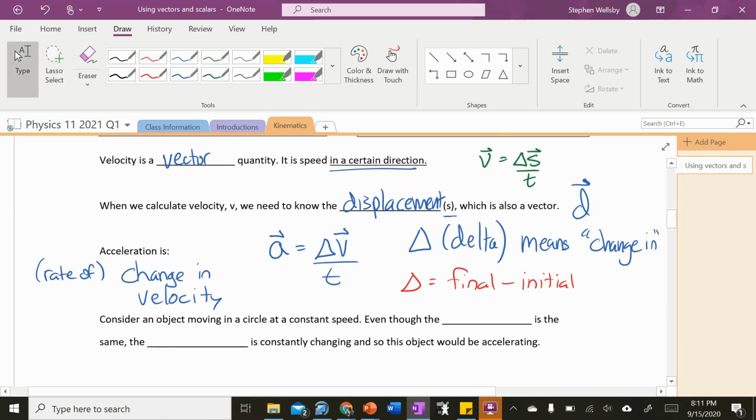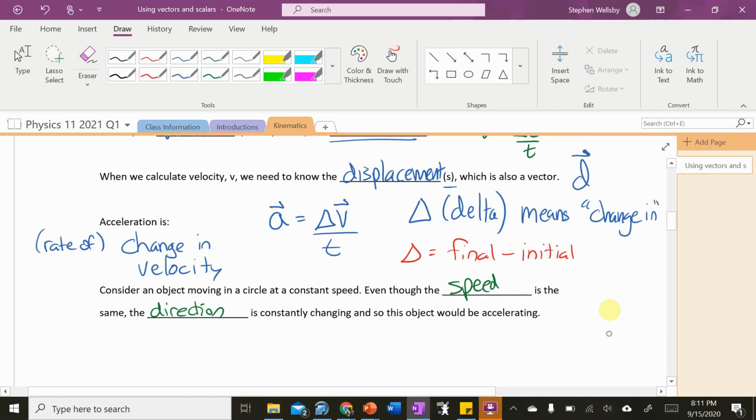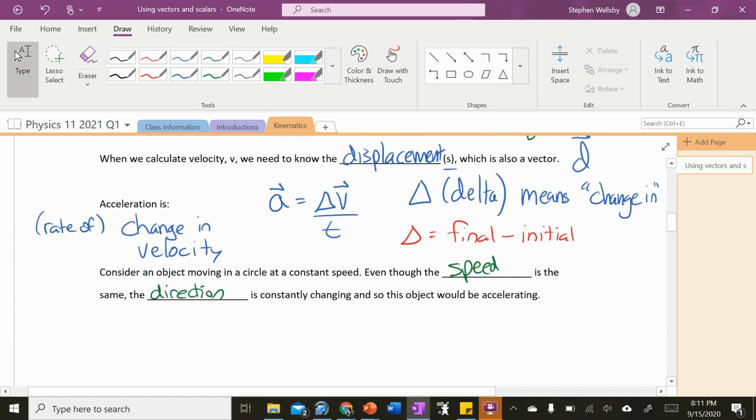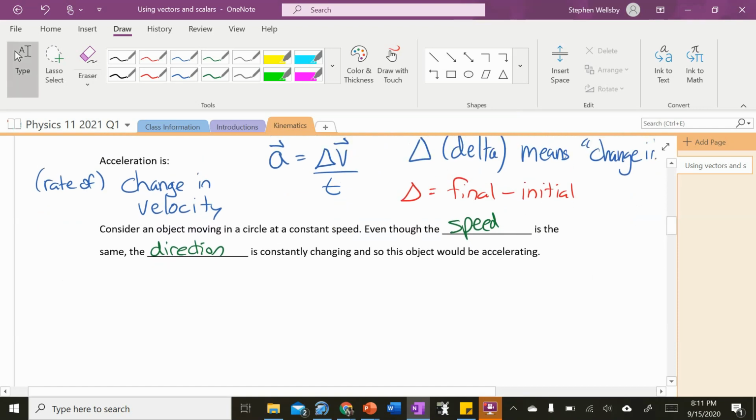So let's look at an example. This is kind of a weird example for you. If you have an object moving in a circle at a constant speed, so let's say you attach a weight to the end of a string and you swing that around your head, is that object accelerating? And the answer may surprise you, because even though the speed is the same, the direction is constantly changing. And so if we know acceleration is a vector, and we know it's just the change in velocity divided by time, there is a change in velocity because there is a change in direction. So this is kind of a surprising one for a lot of students when they first see this.